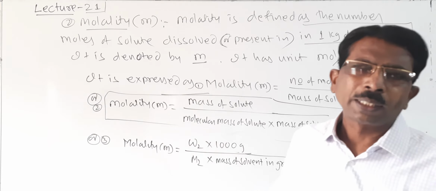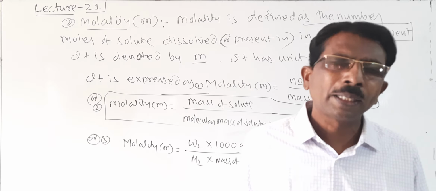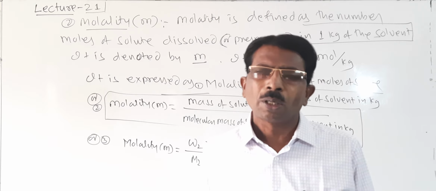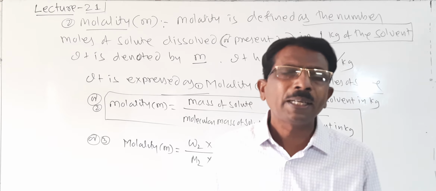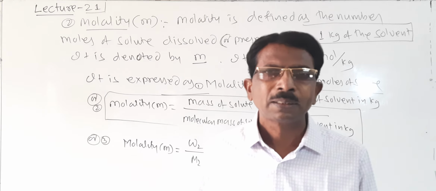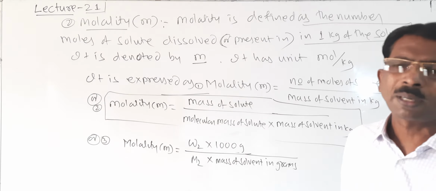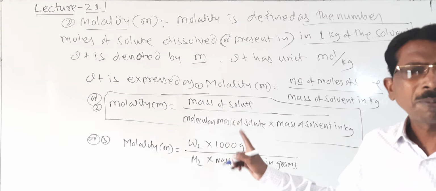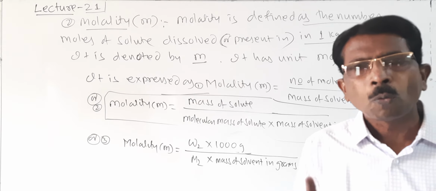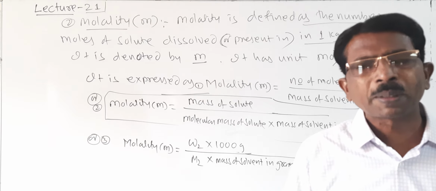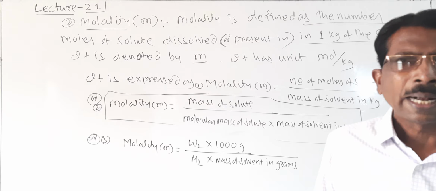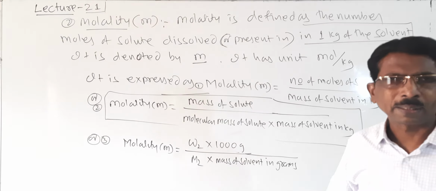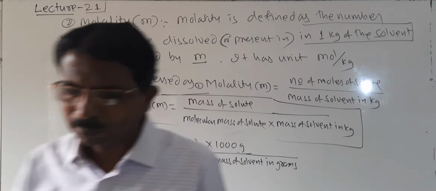And one more that is new: if they give the density, then also you have to solve the problem. So if they give density, then they definitely give the molarity. I will show an example of that problem. So this is about molality. It is the number of moles of solute present in 1 kg of the solvent, expressed in terms of mole per kg, and indicated by small m. These are the three formulas I have written here.